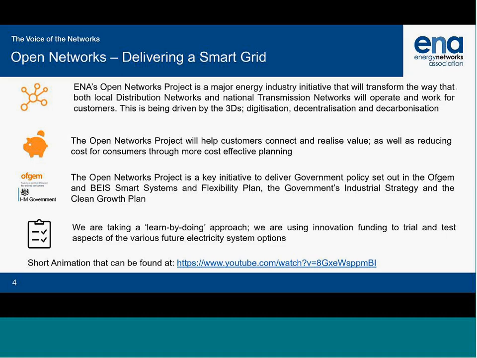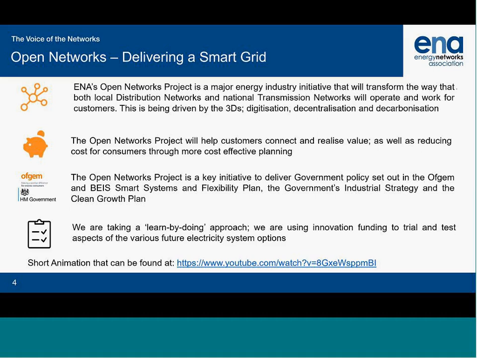So just a bit of background to the Open Networks project again. Many of you will be very familiar with the project. It's an initiative looking to transform how we work as network operators, customers, as part of the smart grid transition. And particularly we're looking at how we help customers connect and realize value, as well as looking at some of the issues and actions out of government policy, the Smart Systems and Flexibility Plan, Industrial Strategy, and the Clean Growth Plan. And the approach that we're taking is learn by doing.